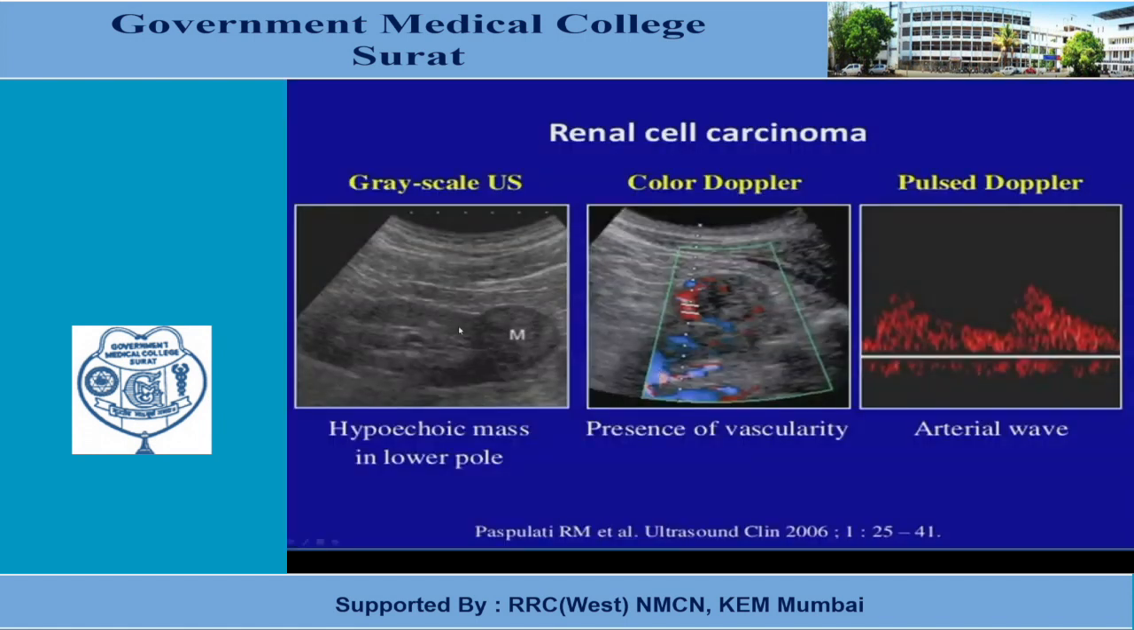Ultrasound is often used initially because the cost of CT scan is higher, so most patients undergo ultrasound instead of CT scan. In ultrasound, this is a large oval hypoechoic mass at the lower pole showing internal vascularity. This is the arterial waveform. It represents the underlying neoplastic pathology.